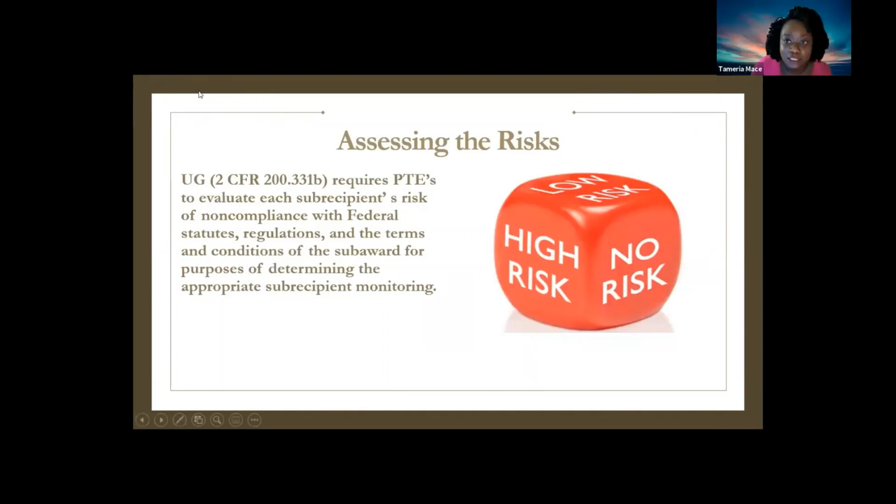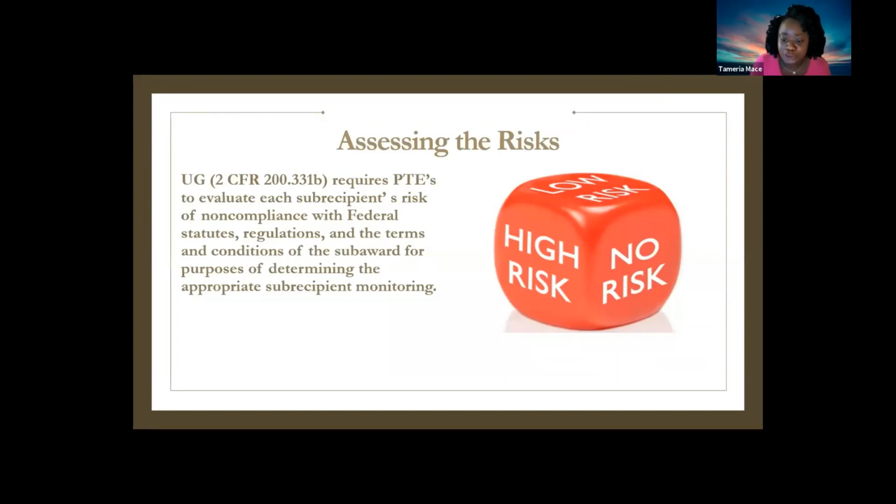So let's talk about assessing risk. Another requirement of the uniform guidance is that pass-through entities have to evaluate each subrecipient's risk for non-compliance with federal statutes, regulations, terms and conditions of the subaward for purposes of determining the appropriate subrecipient monitoring. So that basically says if we are going to subcontract out some of this federal funds, we are responsible for making sure that third-party entity is appropriate and can meet the needs of the project.